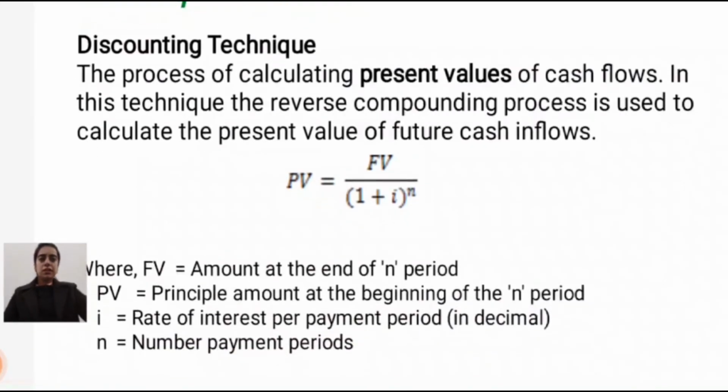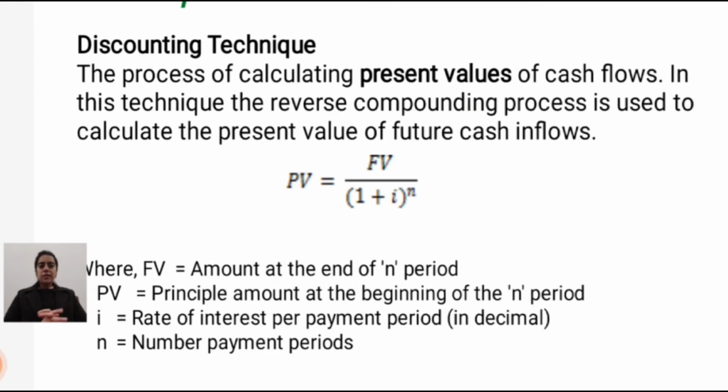Now, the first technique is discounting technique. The process of calculating present values of cash flows is known as discounting technique. In this technique, the reverse compounding process is used to calculate the present value of future cash flows. The formula used for this technique is PV equals FV divided by (1 plus I) raised to power N.